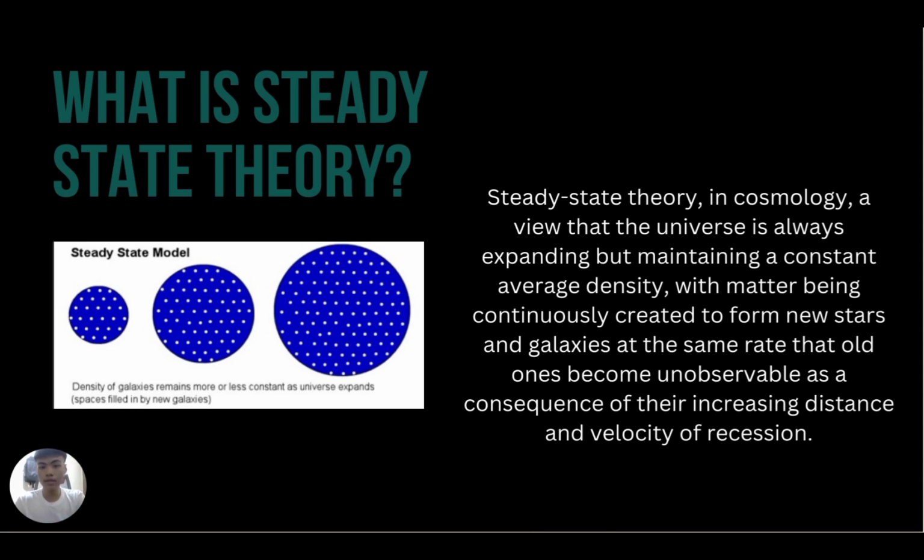Steady state theory, in cosmology, is a view that the universe is always expanding but maintaining a constant average density, with matter being continuously created to form new stars and galaxies at the same rate that old ones become unobservable as a consequence of their increasing distance and velocity of recession.